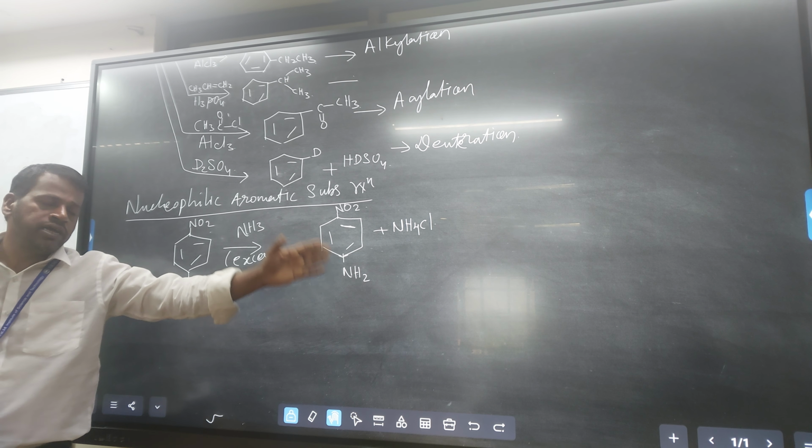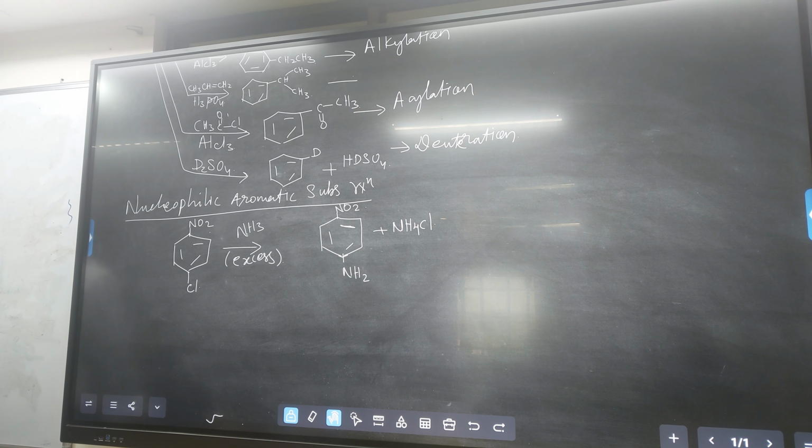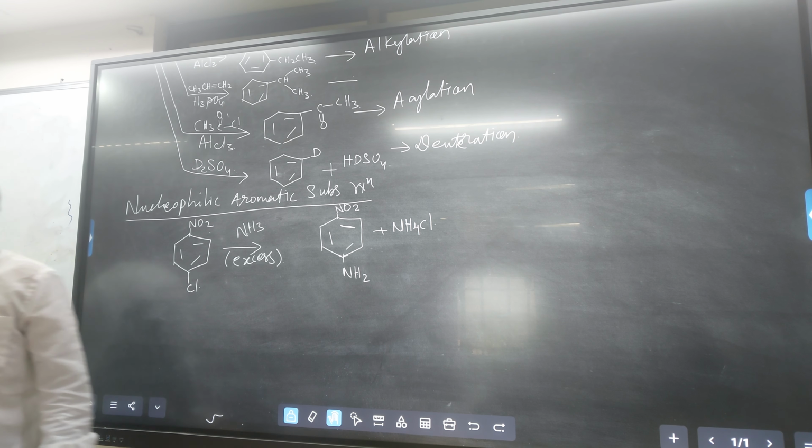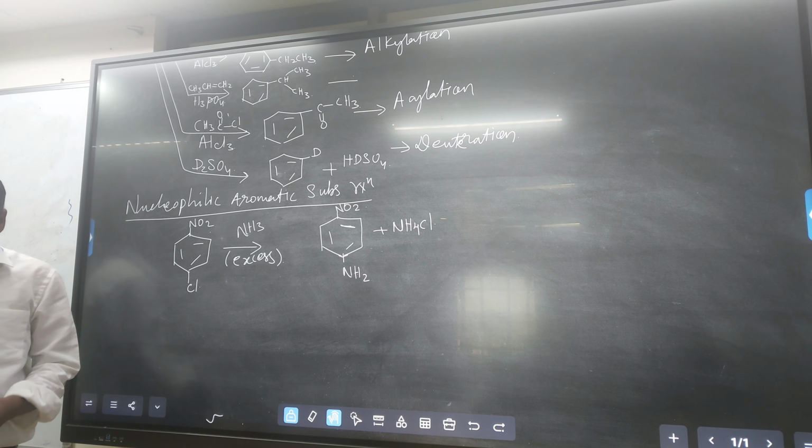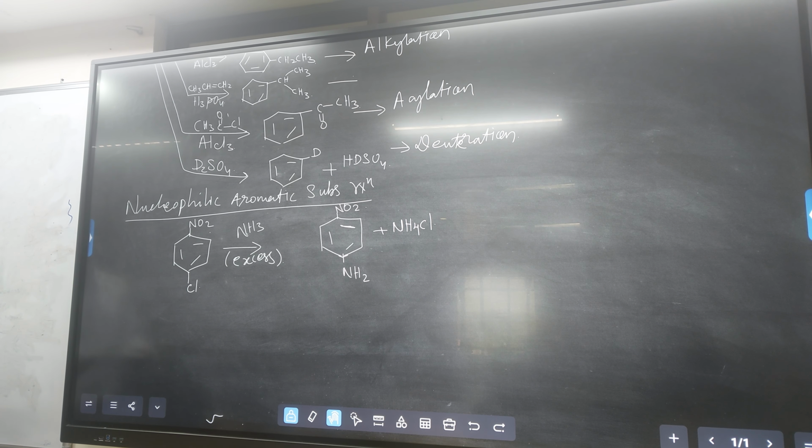Therefore, you get NH2 substituted instead of chlorine. Sorry, that is your main product. Ammonium chloride is your byproduct.